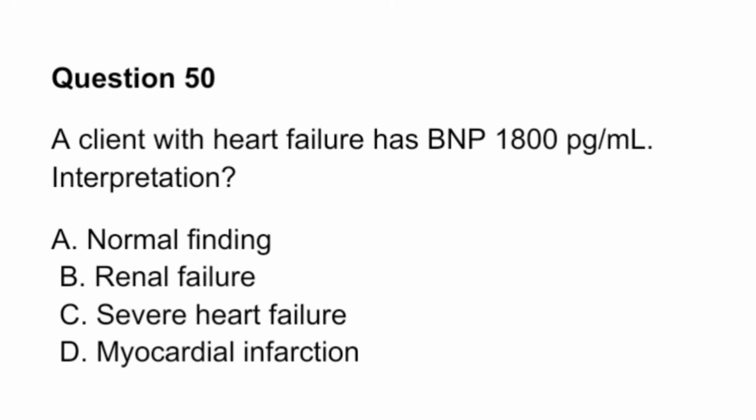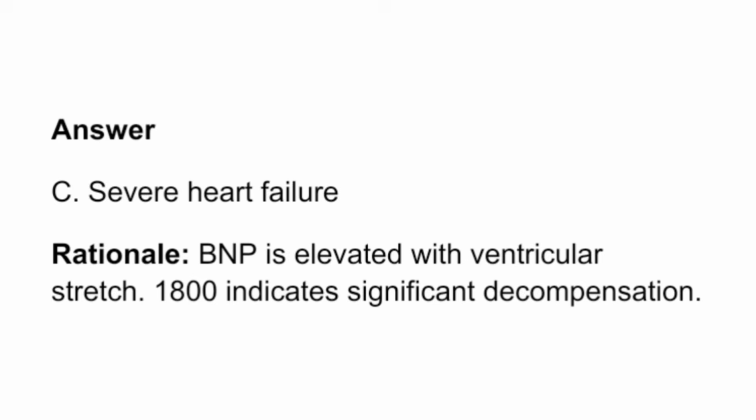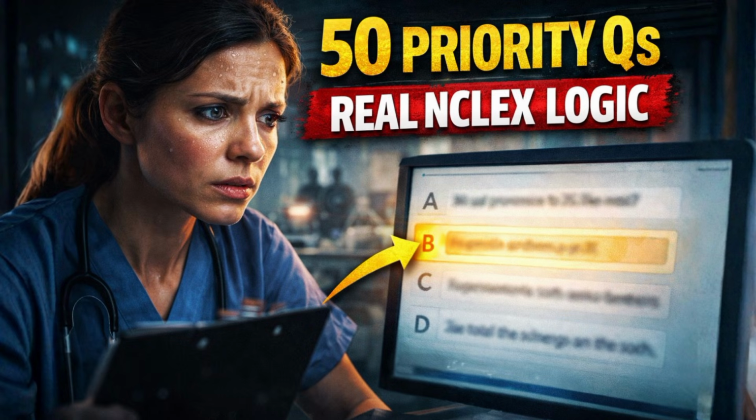Question 50. A client with heart failure has BNP 1,800 picograms per milliliter. Interpretation: A. Normal finding. B. Renal failure. C. Severe heart failure. D. Myocardial infarction. Answer: C. Severe heart failure. Rationale: BNP is elevated with ventricular stretch. 1800 indicates significant decompensation.